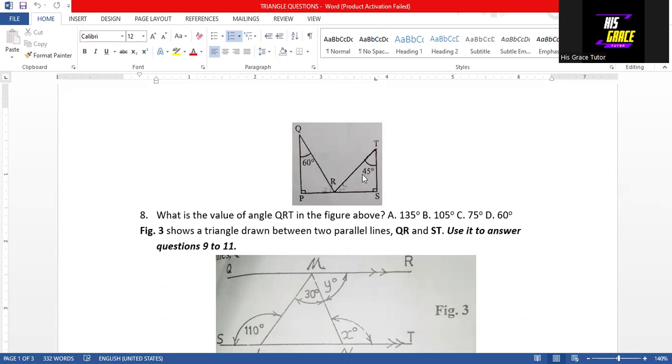And if this angle is 45 degrees, the angle here will be 45 degrees. So 30 plus 45 will give us 75. And the sum of angles on a straight line with this angle R is 180. So if you remove 75 from 180, the balance is 105. So the answer to this question 8 is option B. The angle at R is 105 degrees.